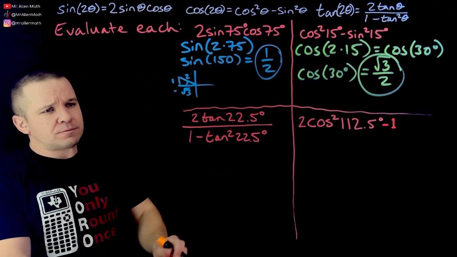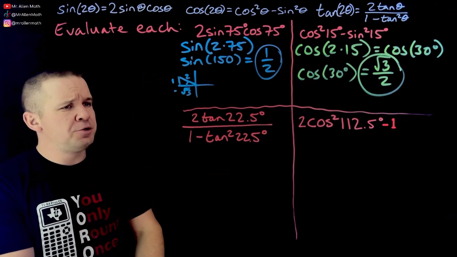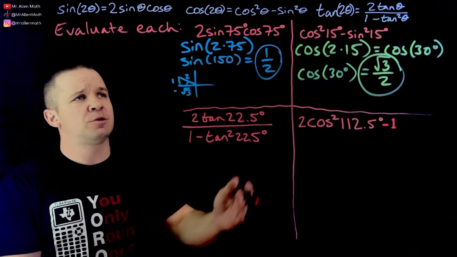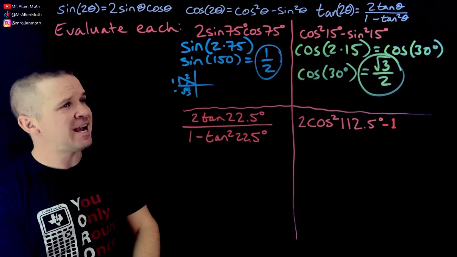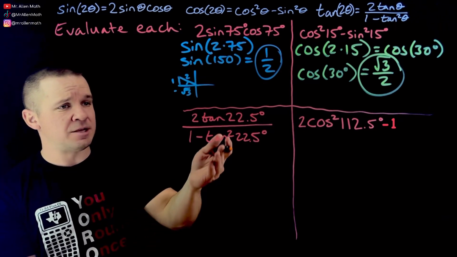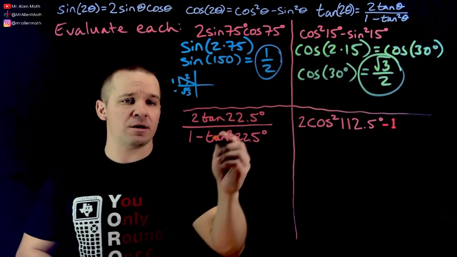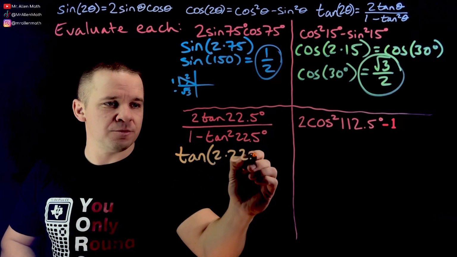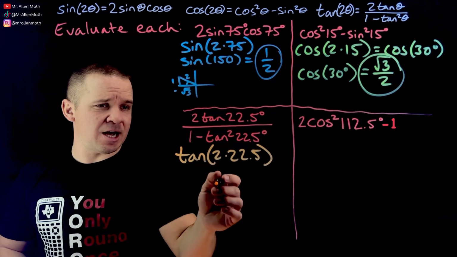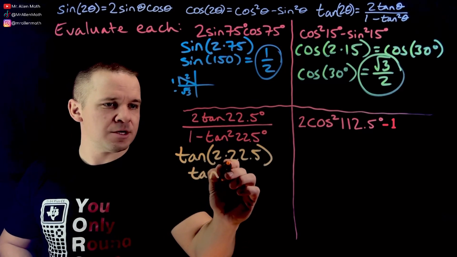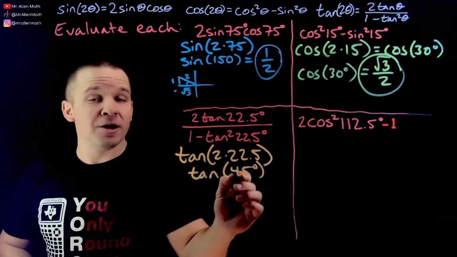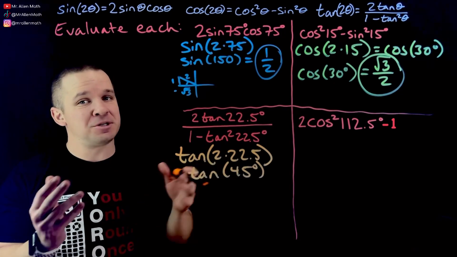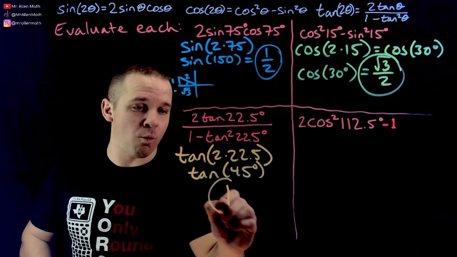Next one here. We have 2 tangent 22.5 degrees, over 1 minus tangent squared of 22.5 degrees. So we're dealing with our double angle formula there for tangent. So theta, in this case, is 22.5. Let's backtrack it. This will be tangent of 2 times 22.5. So that's 45, right? Ooh, that's a nice one. So tangent of 45 degrees. Now here's where I really like the special right triangles, because tangent is opposite over adjacent, that's 1 over 1. We're just talking about 1 right here.